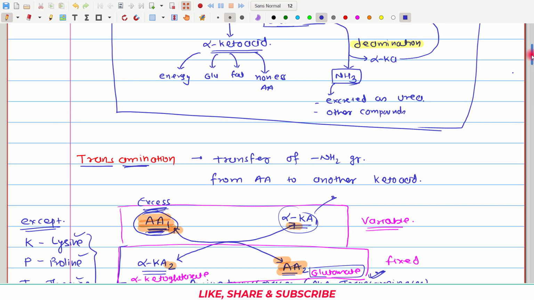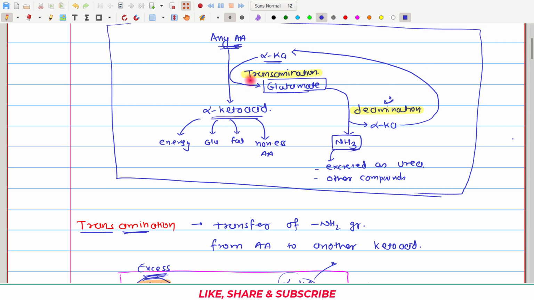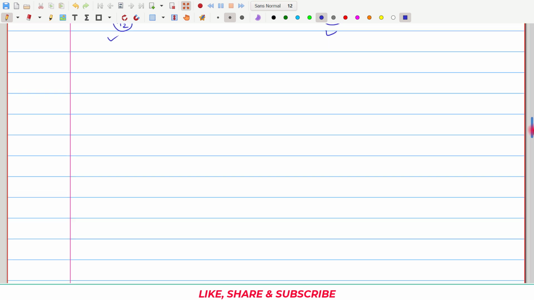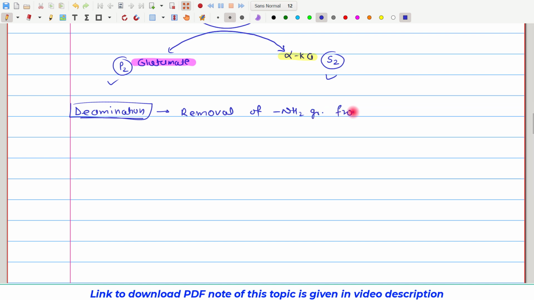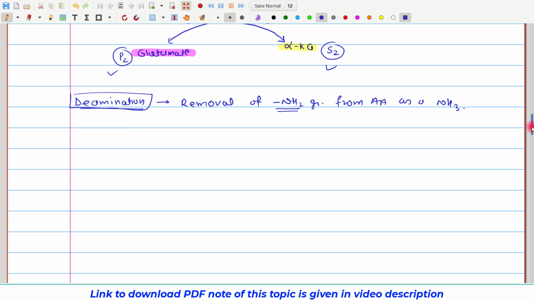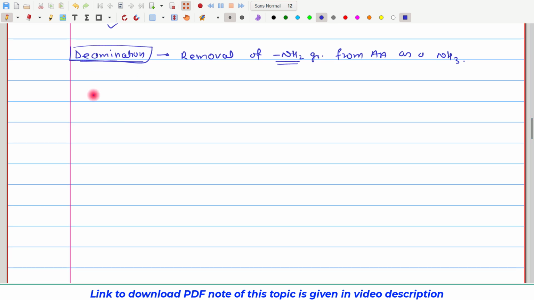Now, it is time to discuss deamination. We have completely understood the transamination reaction. So, now we will discuss deamination. Now, what is the meaning of deamination? As the name suggests, deamination is the removal of amino group. Removal of the amino group from an amino acid, and this amino group is removed as ammonia, right.